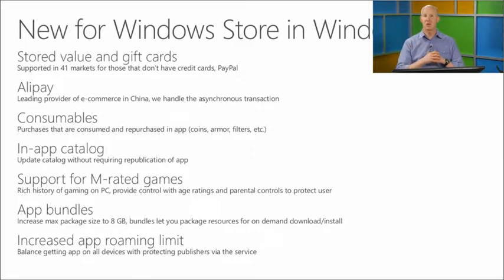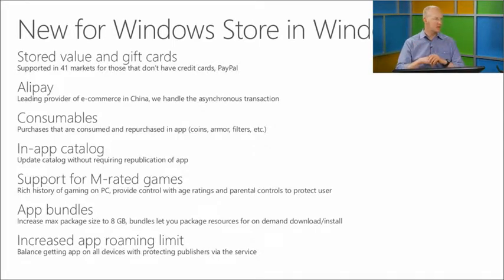In Windows 8.1, we're supporting consumables, so the ability to have purchases that are consumed and purchased again, like armor or coins or flavored sprinkles for ice cream apps, like all sorts of things that you're seeing that your kids are probably playing and stuff like that. Great new support for in-app catalog. So if you've got a catalog of items that can be purchased through the application, you can update those as a catalog without having to republish the app. So that's a great new support for catalog and in-app retailing.